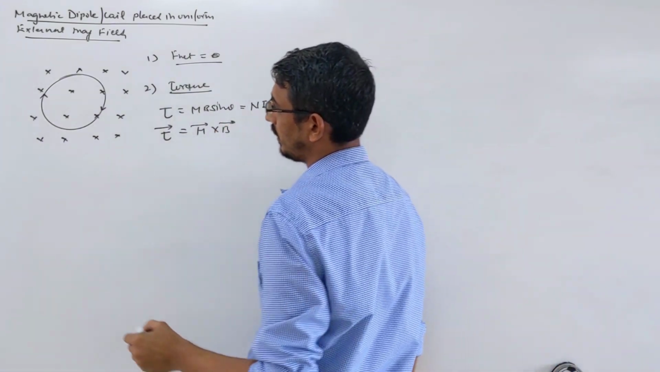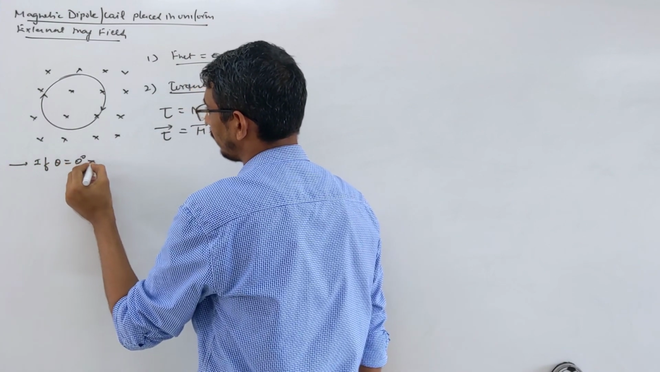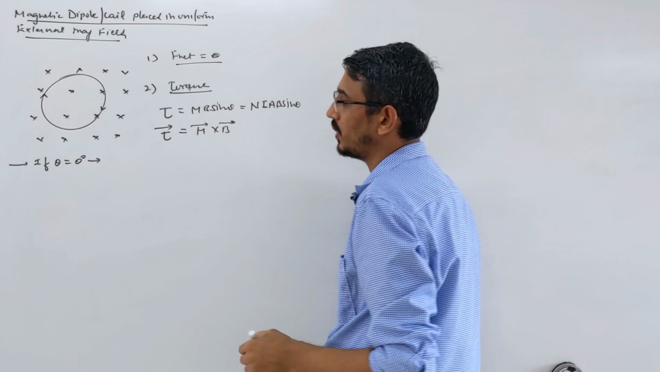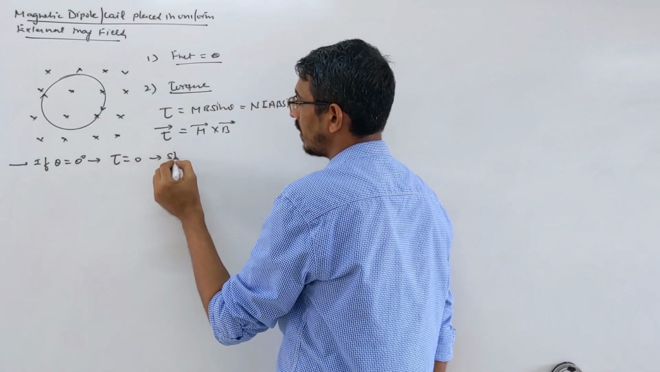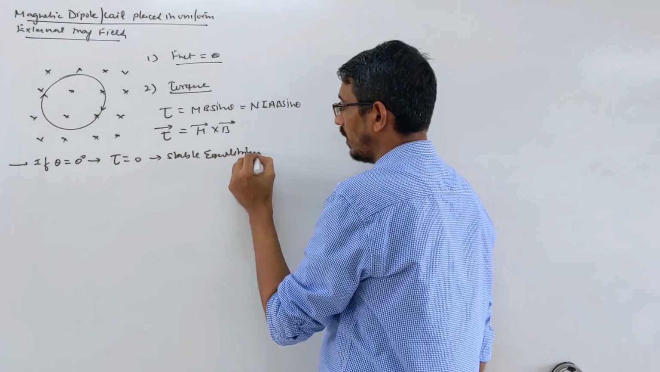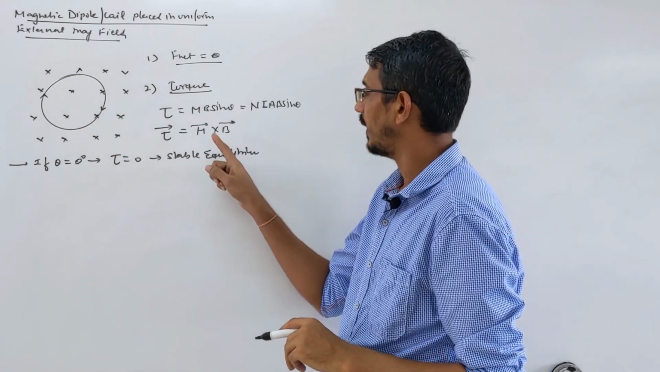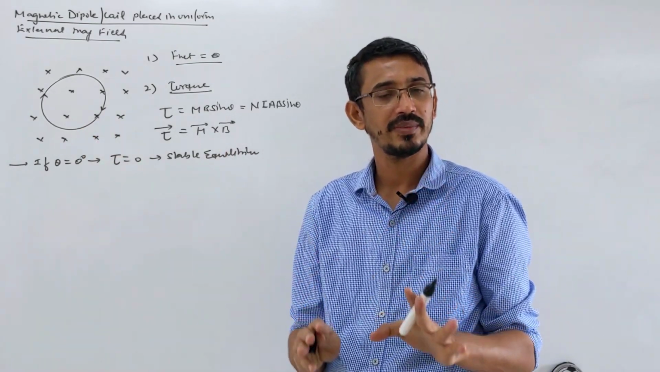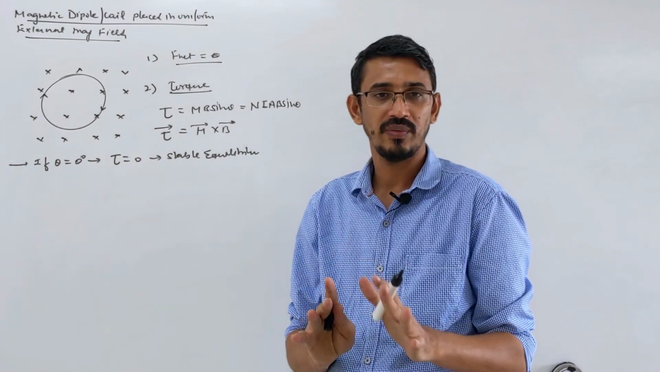If you watch carefully here, suppose theta is equal to 0 degree. In that case, your torque becomes what? 0. So this condition is called stable equilibrium. You put your coil in such a way that the angle between magnetic moment and magnetic field is 0 degree. Then this is called stable equilibrium. Your coil will not deflect at that point.